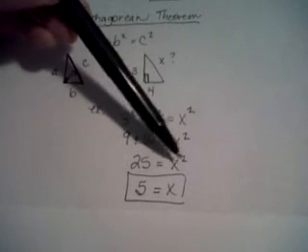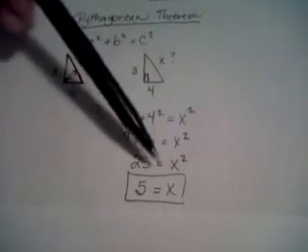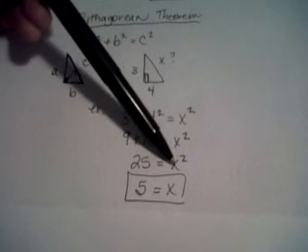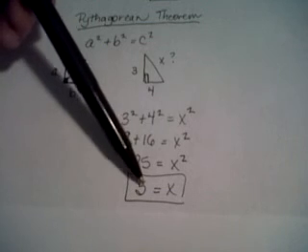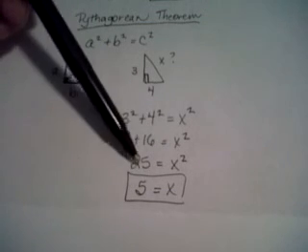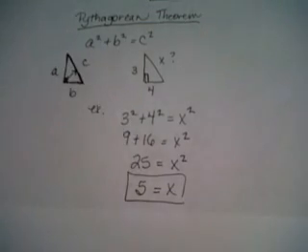Well, 25 equals x squared, not x. So I need to find out what x is. Well, the square root of 25 is 5. So if I went 5 times 5, that would give me 25. So 5 is my answer.